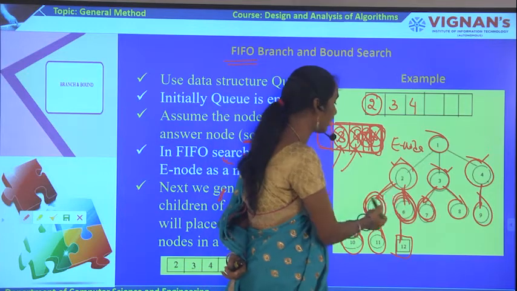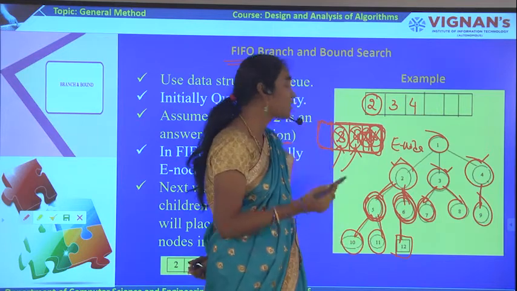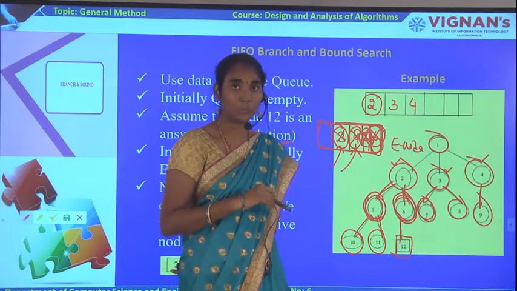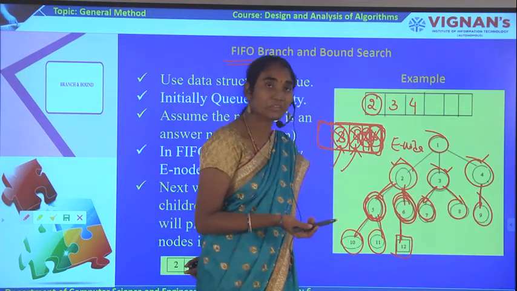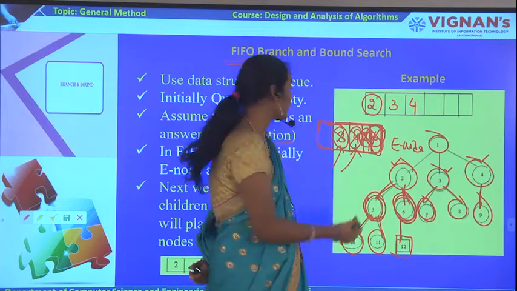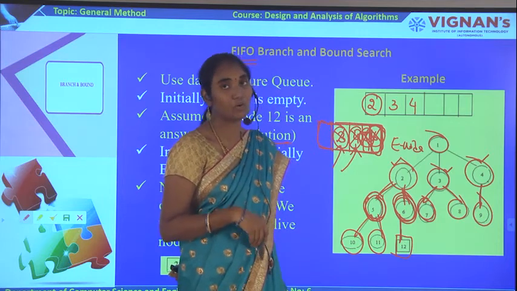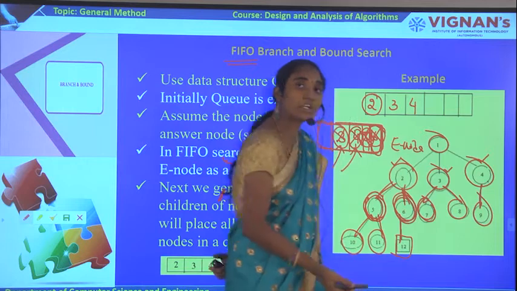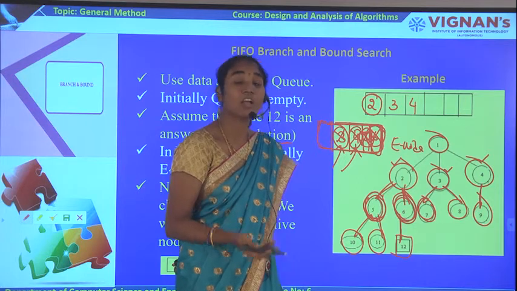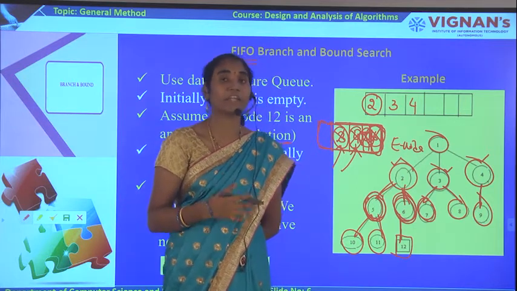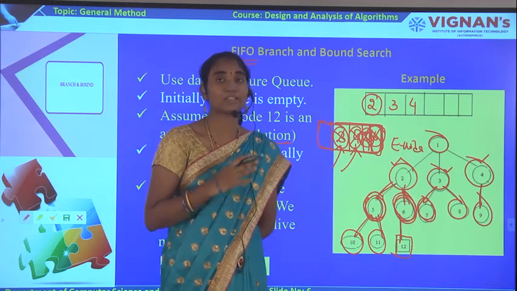The 2 is the E node now, and its children are 5 and 6, right? So 5 and 6 will be inserted into the queue. In the next iteration, the 3 will be deleted and becomes the E node, and the 3 has 2 children, called 7 and 8. As 7 and 8 are not explored further, by using the bounding function, 7 and 8 will not be considered and will not be inserted into the queue.